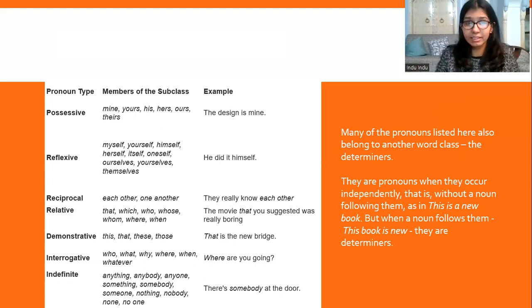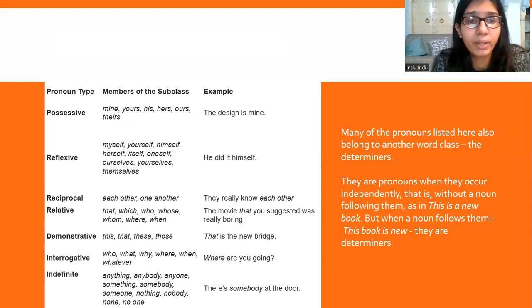Then we have reflexive pronouns. That is, myself, yourself, himself, herself, itself, oneself, ourselves, yourselves, themselves. These are reflexive pronouns. For example, if I say, he did it himself. So it is something he did on his own. It's reflexive. Okay. Then we have reciprocal pronouns, that is like each other, one another. They really know one another. So that is reciprocal pronouns.